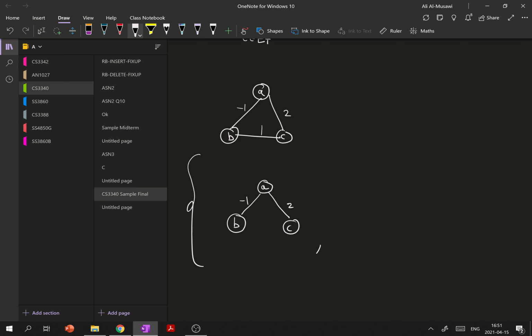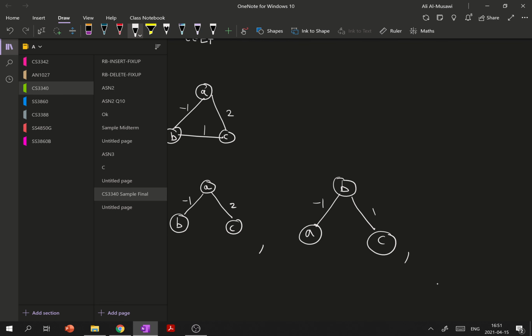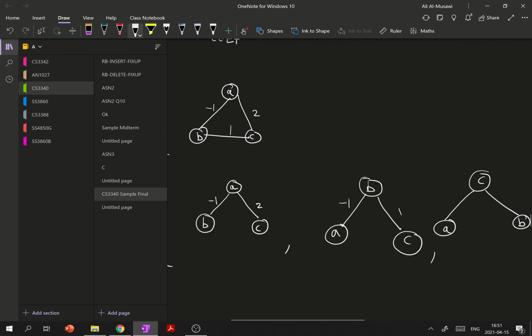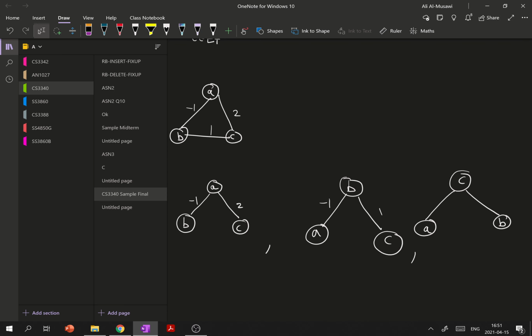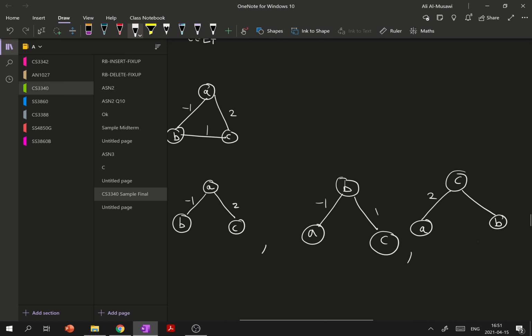Another spanning tree would be one rooted at B. So this goes to A, goes to C, and AB is -1, and BC is 1. And then there's another one rooted at C, where AC is going to be 2, and CB is going to be 1.